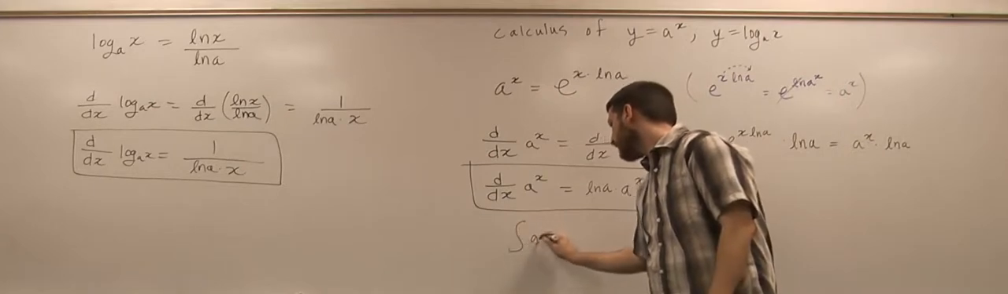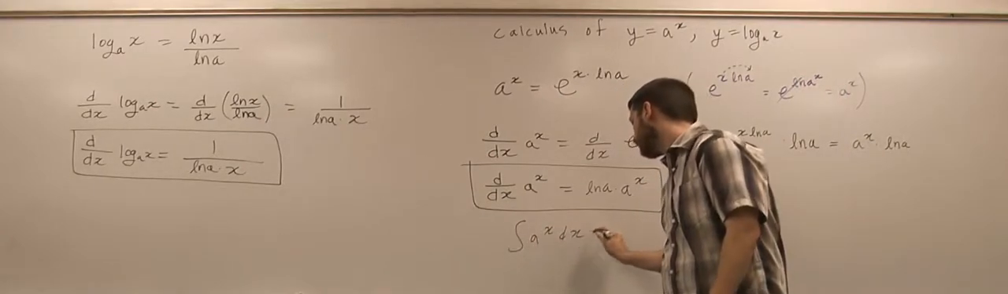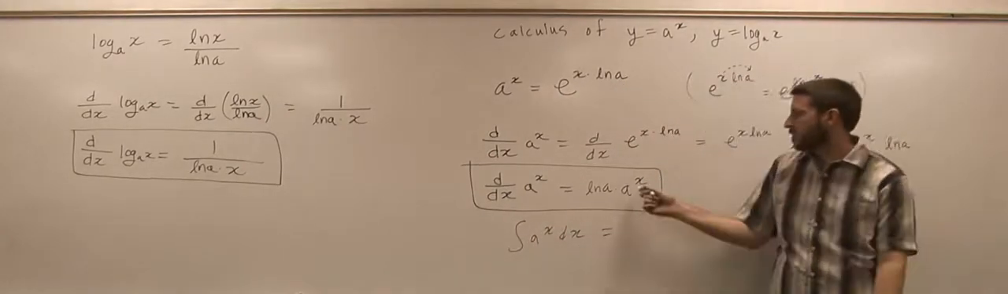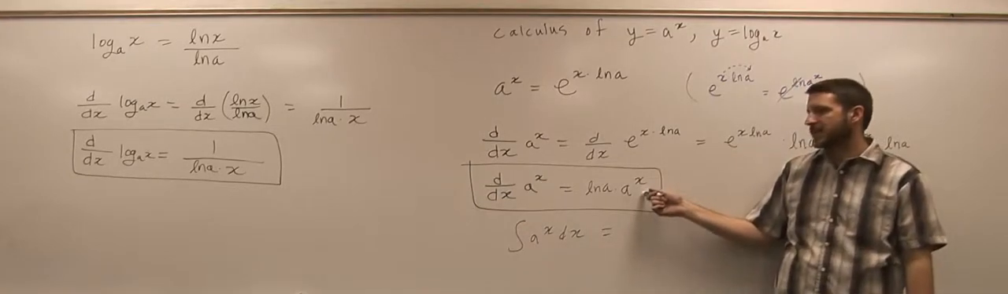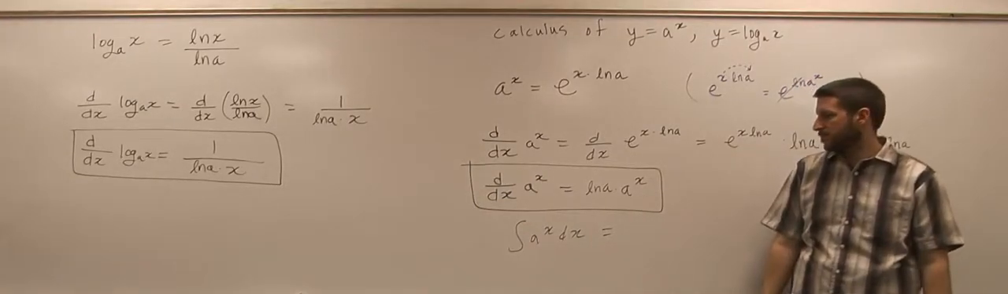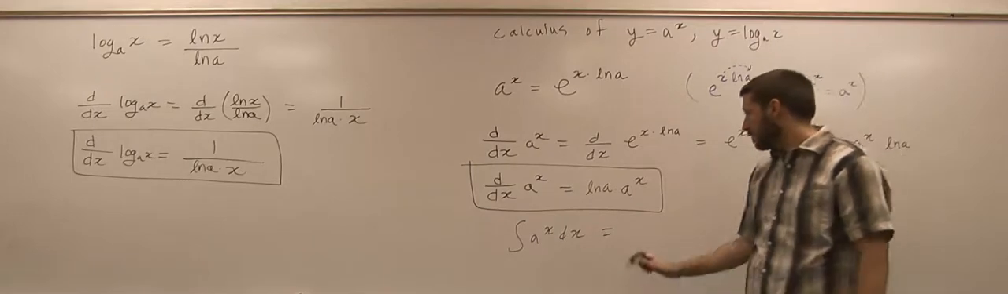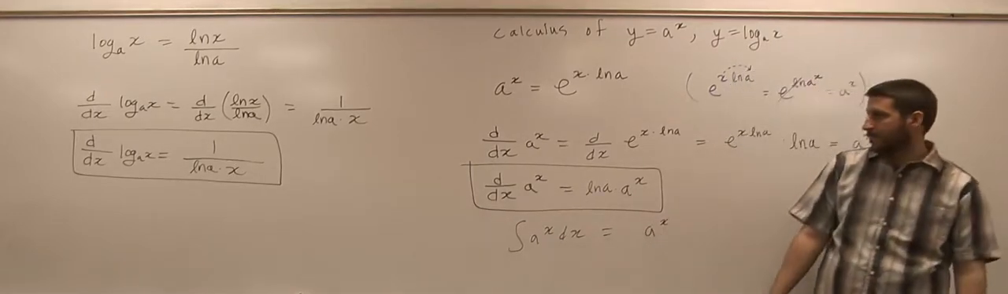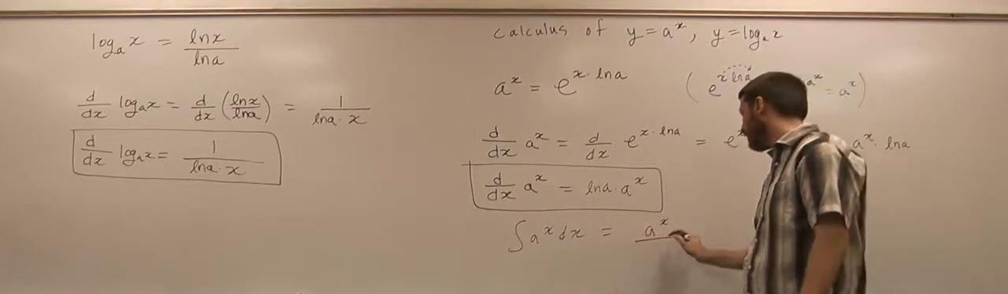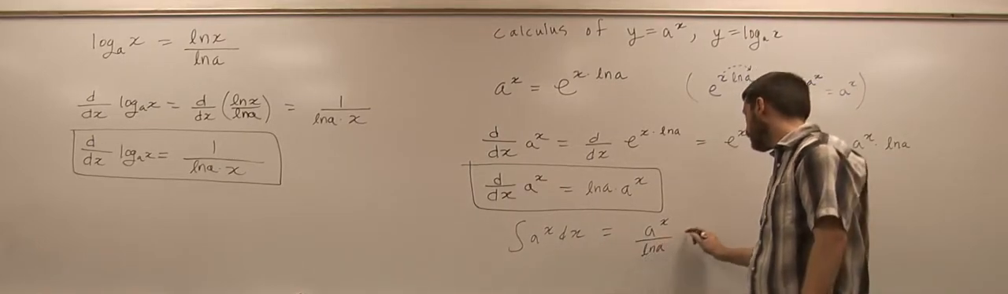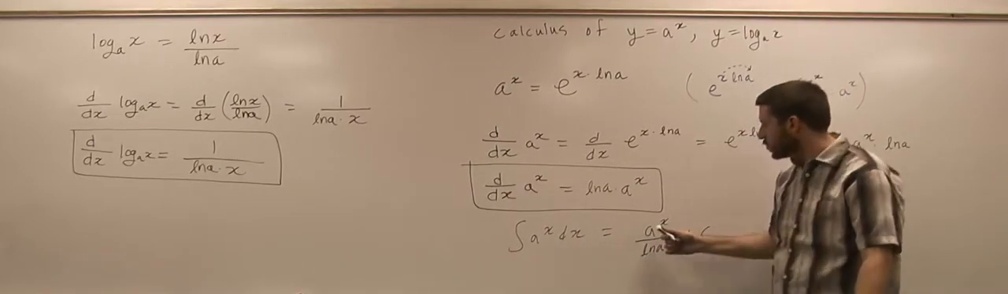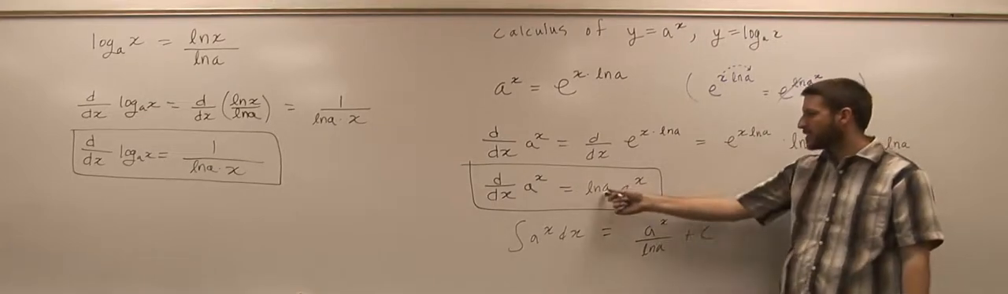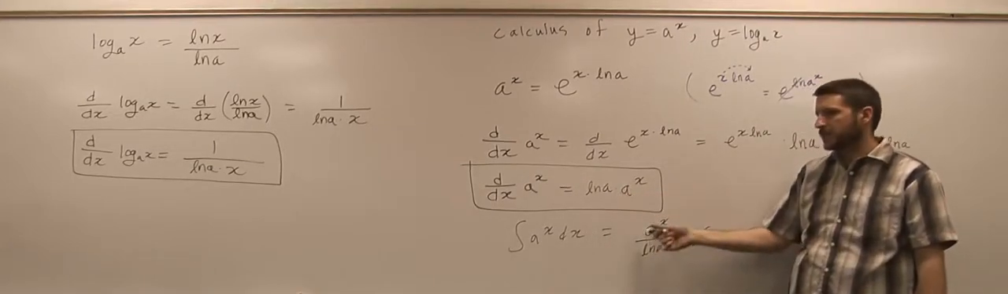What should the integral of a to the x be? If you want to integrate just a to the x, you should almost get a to the x again. Yeah, but it's going to have to be divided by ln a. Because if you differentiate a to the x, you get this ln a popping out, so this will cancel it.